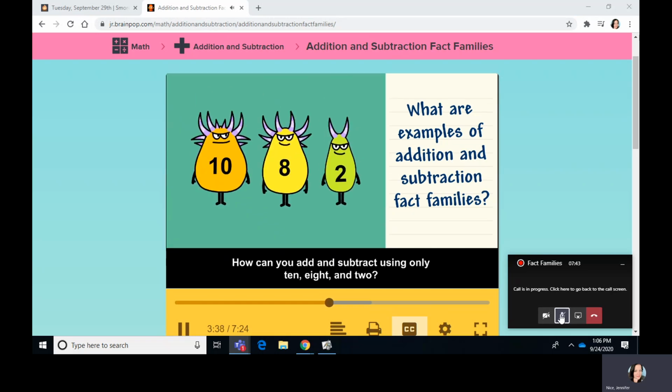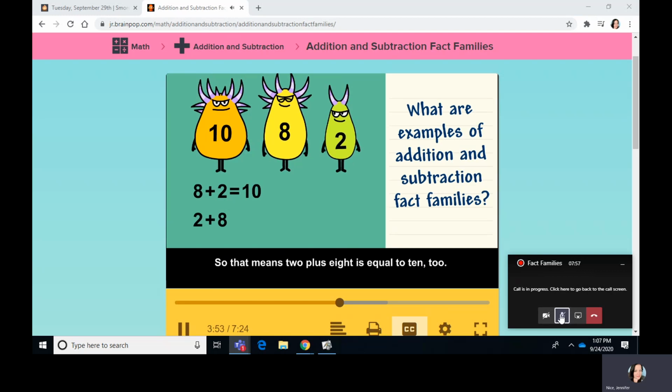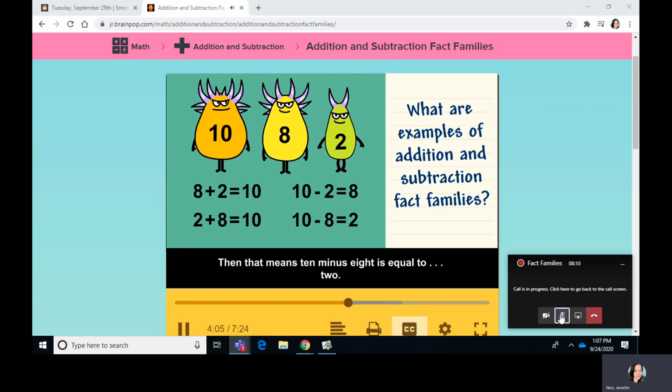How can you add and subtract using only 10, 8, and 2? Well, I know 8 plus 2 is equal to 10. So that means 2 plus 8 is equal to 10 too. 10 minus 2 is equal to 8. Then that means 10 minus 8 is equal to 2.